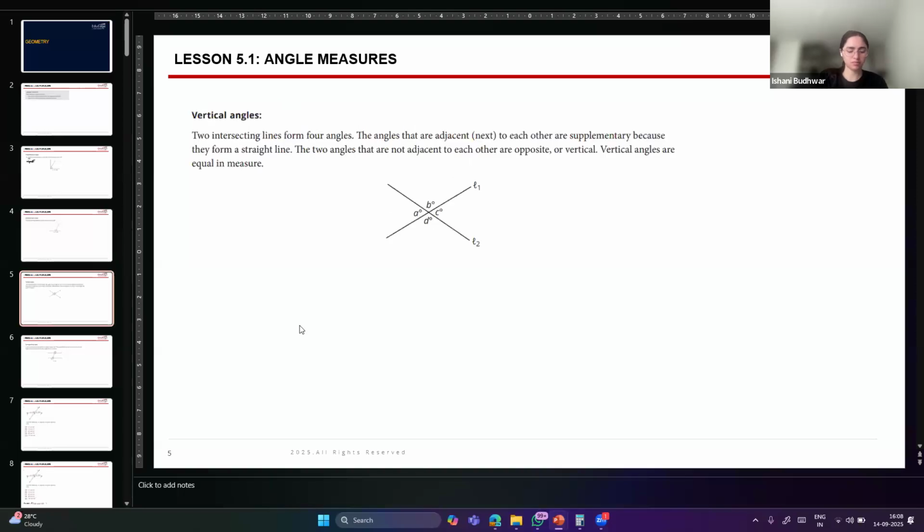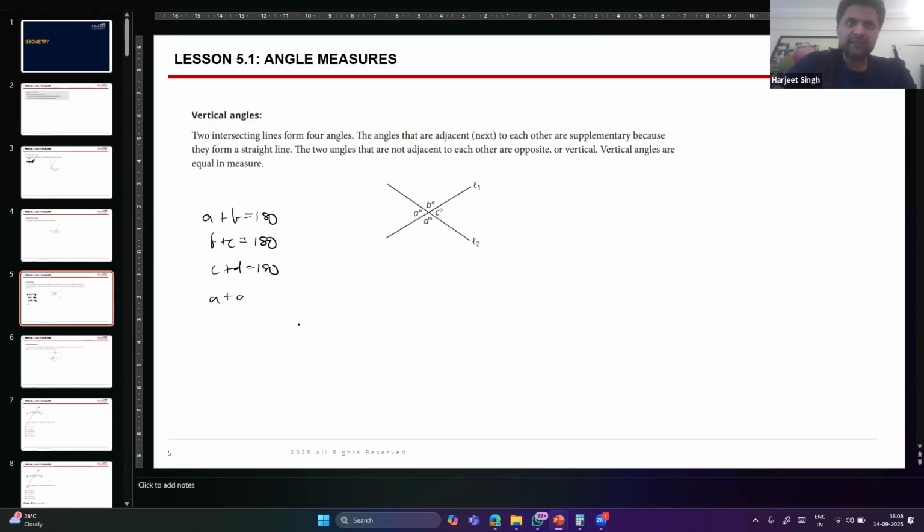Now there's a concept of vertical angle, which is basically opposite angles. So we have learned that L1 and L2 here are straight lines. And by the law of supplementary angles, which we just learned, can I say A plus B is equal to 180? Also, B plus C is equal to 180. C plus D is also 180. And A plus D is also 180. All these are supplementary.